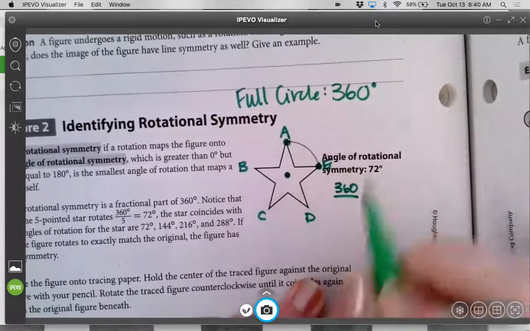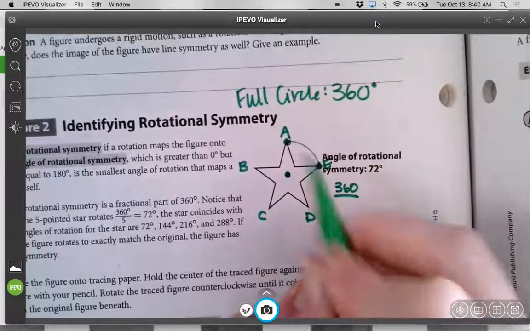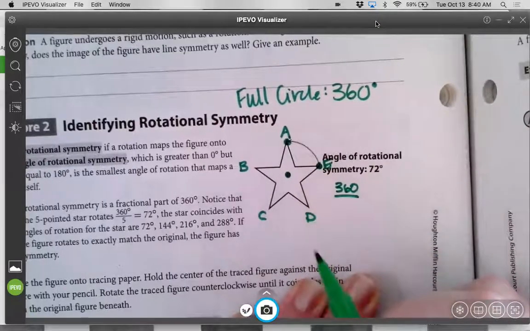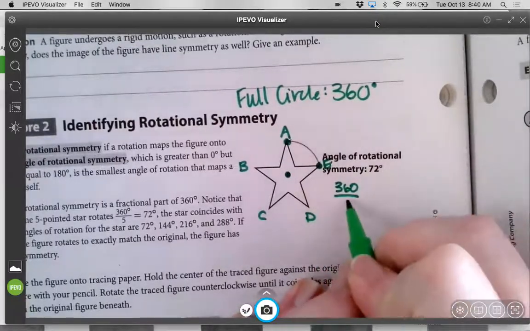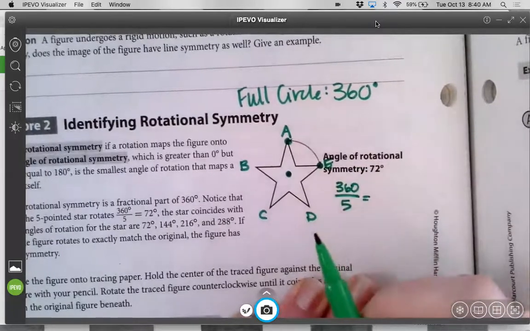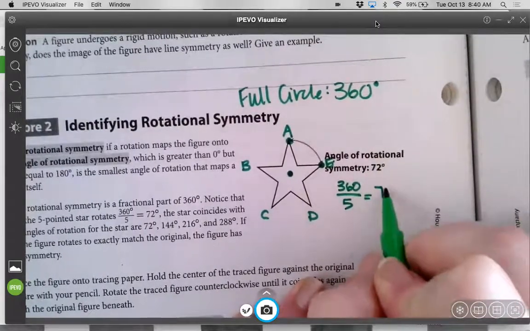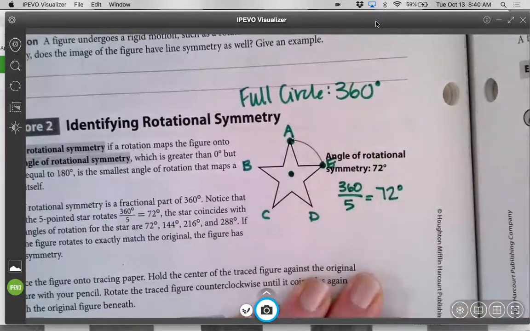Not 4. How many even sections? No. How many even sections are there on this star? 5. Yeah. So there are 5 even sections. So 360 divided by 5 is how they got that 72 degrees.